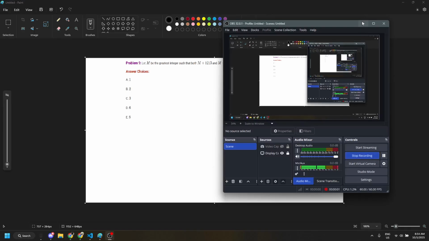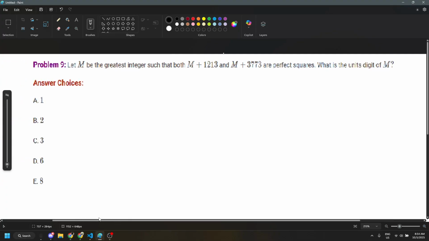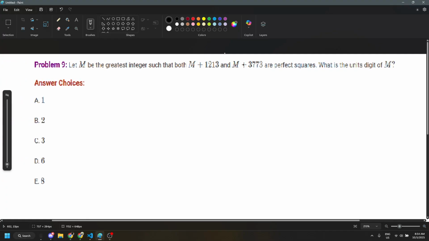Okay, guys, let's solve this. So m is the greatest integer such that both m plus 1213 and m plus 3773 are perfect squares. What is the unit digit of m?